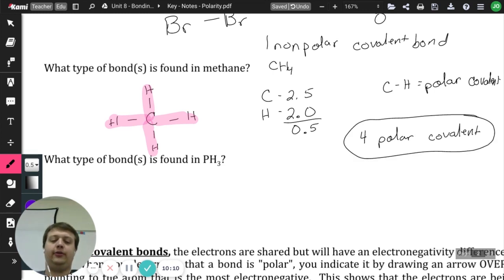And then that would be my answer there. So what type of bond? There would be 4 polar covalent bonds.